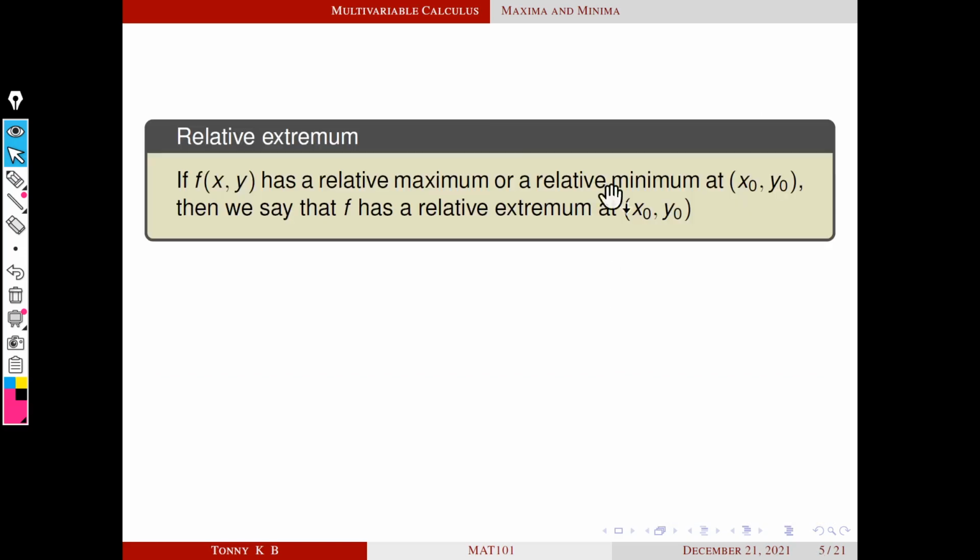Okay, next definition, relative extremum. If f(x, y) has a relative maximum or relative minimum at a point, then we say that f has a relative extremum at that point. So a relative extremum at a point means either the function has a relative maximum or a relative minimum.